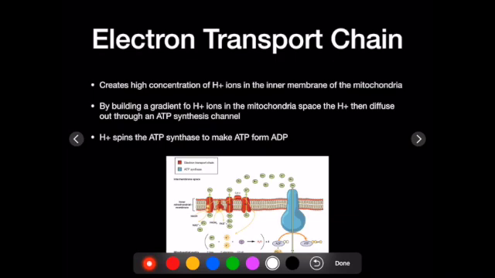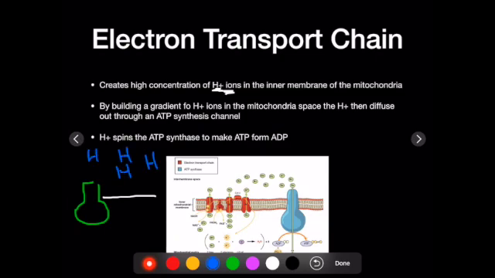So to make most of our energy, we use what's known as the electron transport chain. And the electron transport chain creates a high concentration of hydrogen ions in the inner membrane of the mitochondria. So in other words, if this is our membrane, we're building up this high amount of hydrogen ions up here.